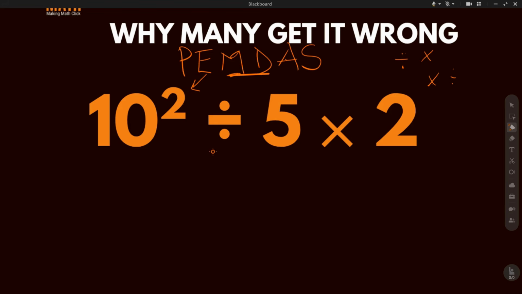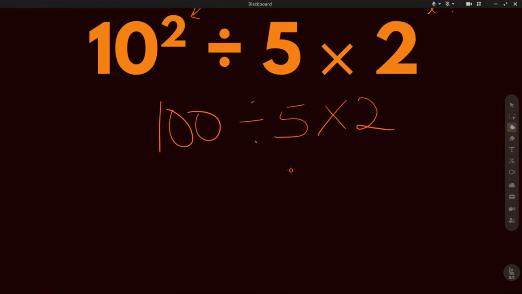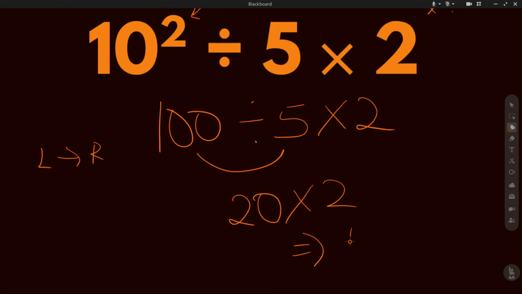So now, which one appears first? Division. But before we get to division, we need to solve the exponent. So this becomes 100 divided by 5, then times 2. Okay, now we have division and multiplication. So we divide first. We solve from left to right. 100 divided by 5 gives 20, and then we have 20 times 2, and this is 40.